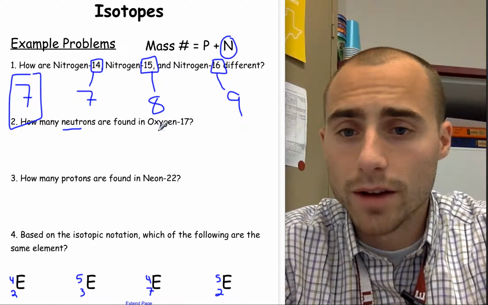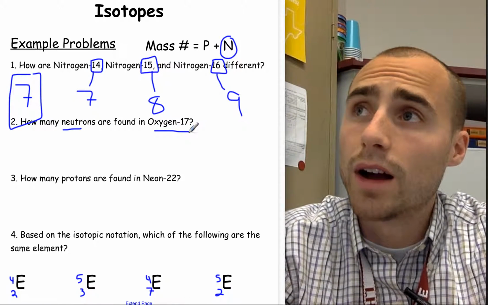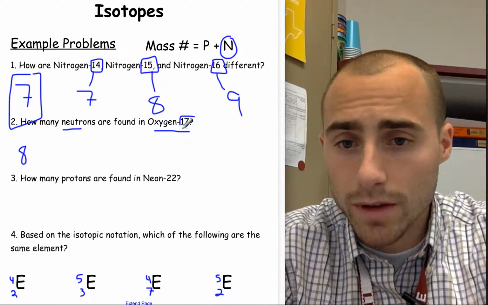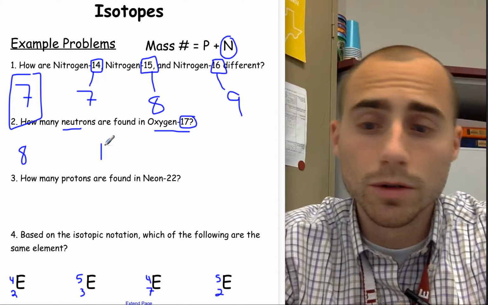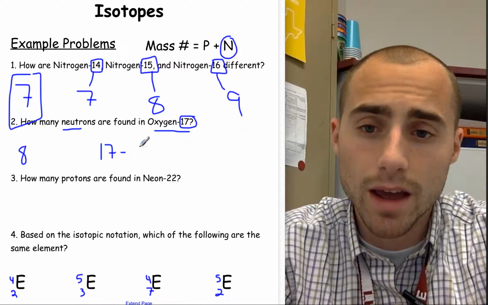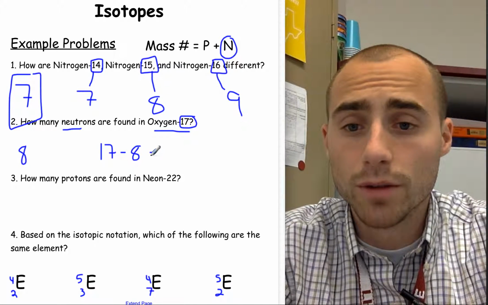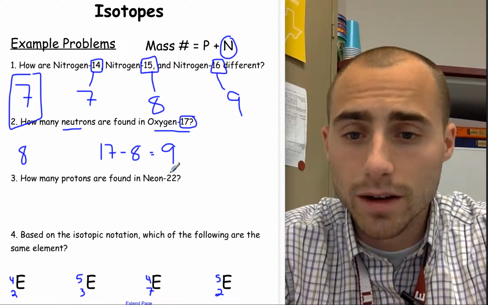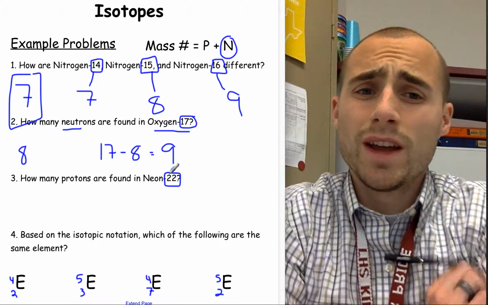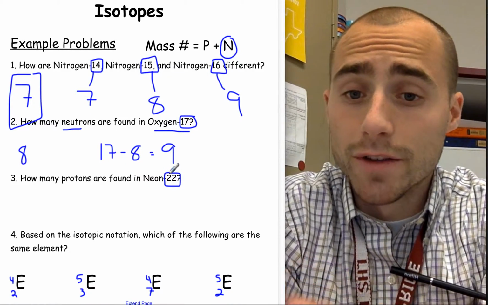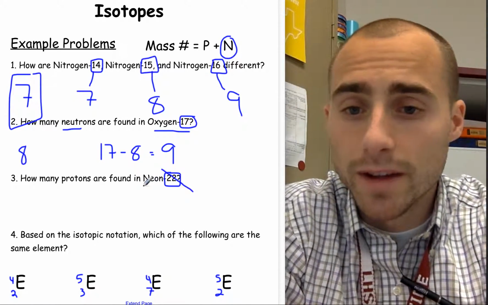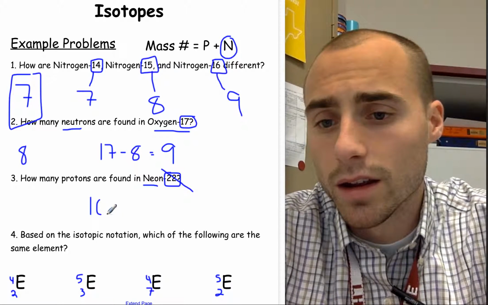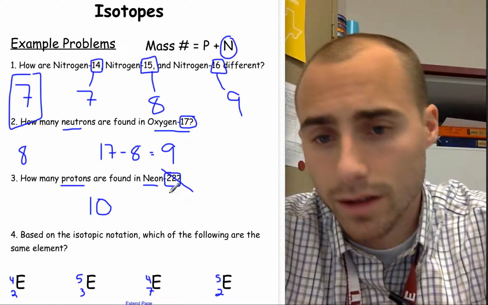Number 2, how many neutrons are found in oxygen 17? Well, if we look at oxygen, we'll see that oxygen's atomic number, the number of protons, is 8. If its mass number is 17, in order to solve for the number of neutrons, we would do 17 minus 8. And that is going to give us the appropriate number of neutrons, which in this situation would be 9. Number 3, how many protons are found in neon 22? Do protons ever change in an element? No, they do not. So to solve this, we actually don't even have to look at the mass number. We just need to find the atomic number of neon, because the atomic number of neon will tell us the number of protons. So I look at neon, I see that its atomic number is 10, so it has 10 protons. We only look at the mass number if we need neutrons.